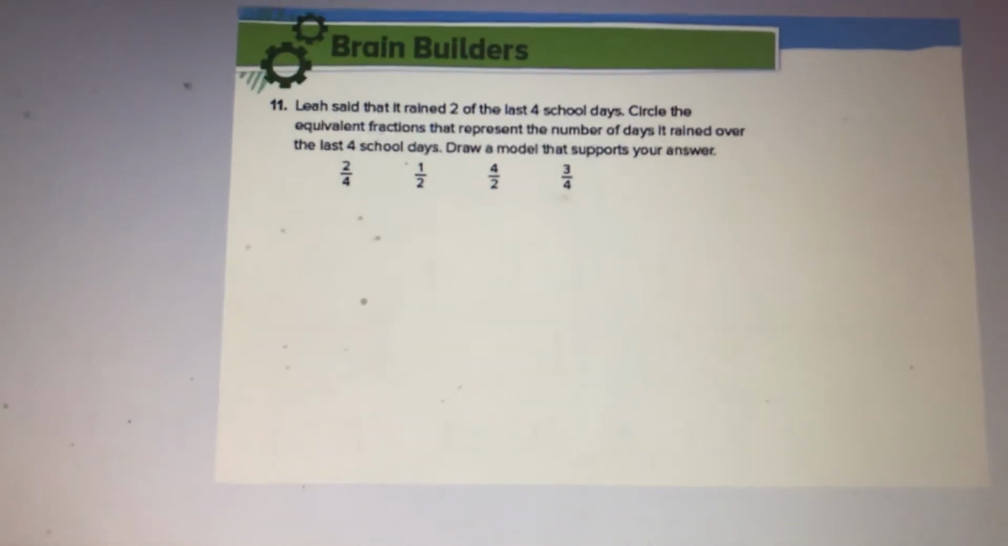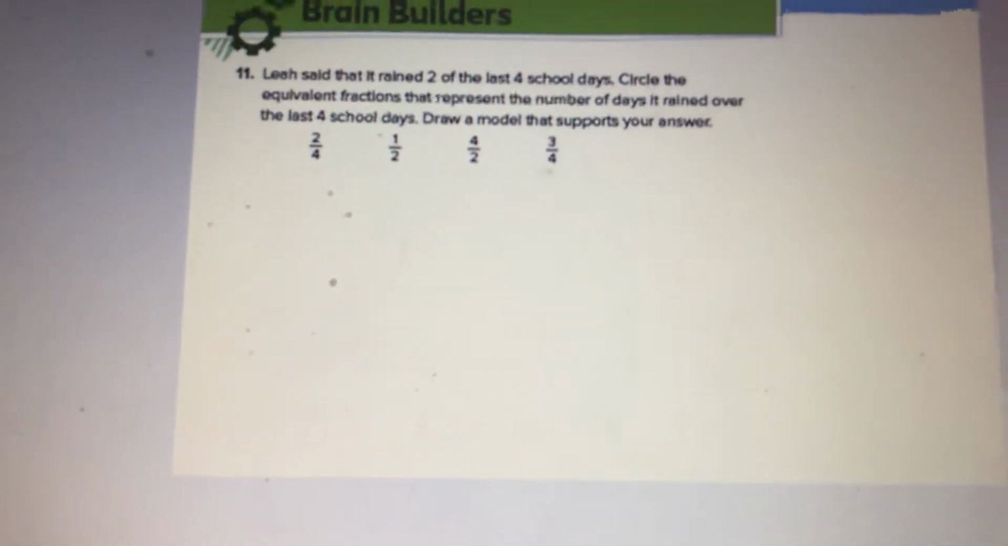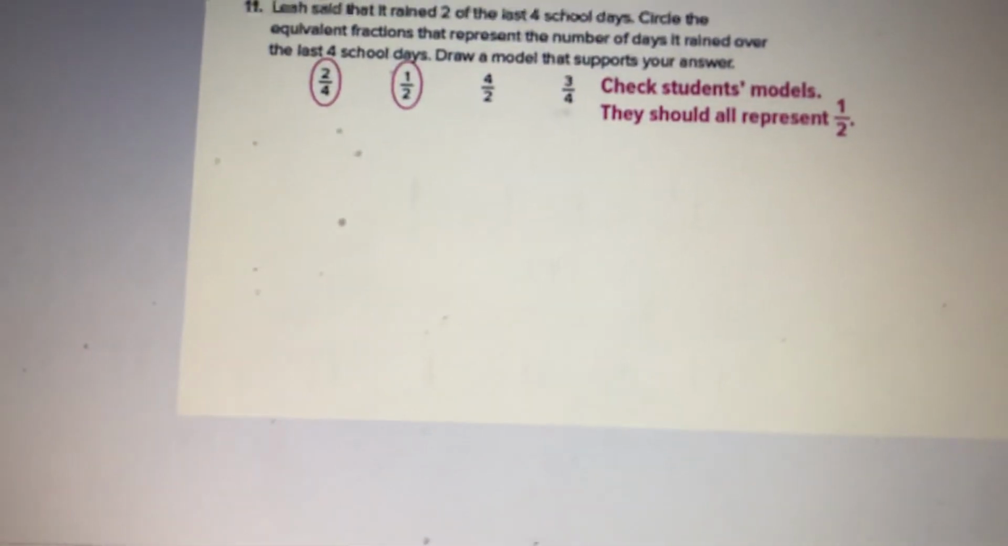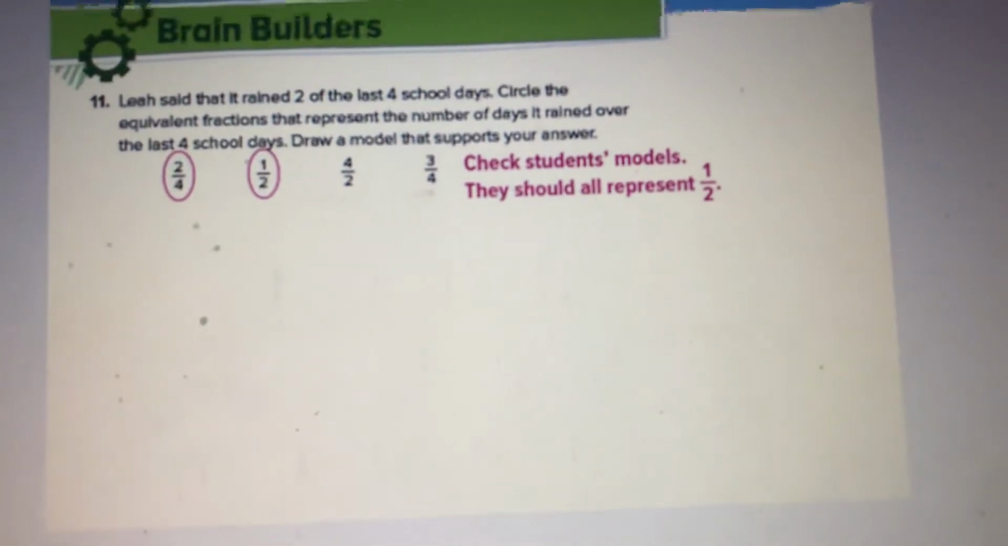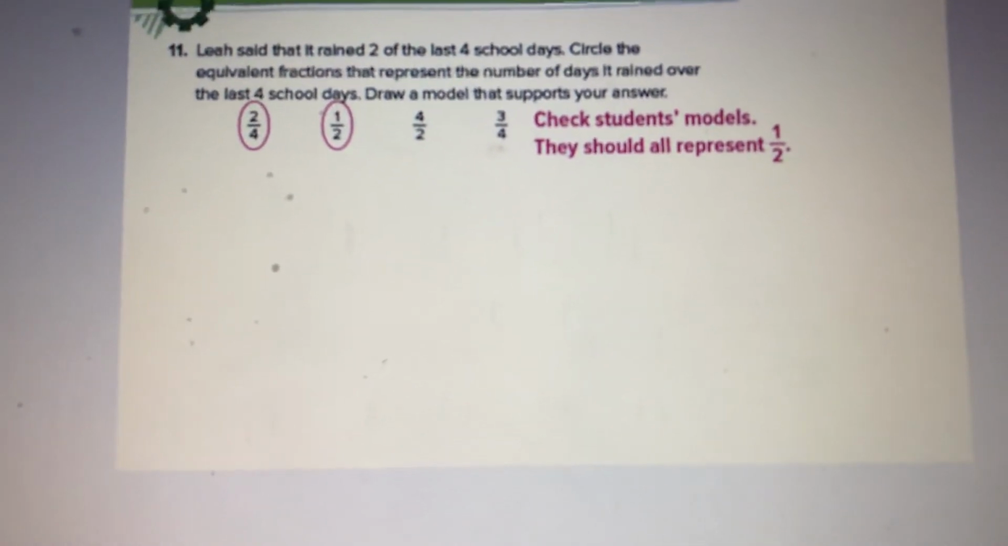All right, Leah said that it rained 2 of the last 4 school days. Circle the equivalent fractions that represent the number of days it rained over the last 4 school days. Draw a model that supports your answer. I'll give you a second to answer this one. See if you can get this one on your own. It rained 2 out of the 4. 2/4 would be one of the fractions, and another thing for 2/4 would be 1/2, which is equivalent to 2/4.